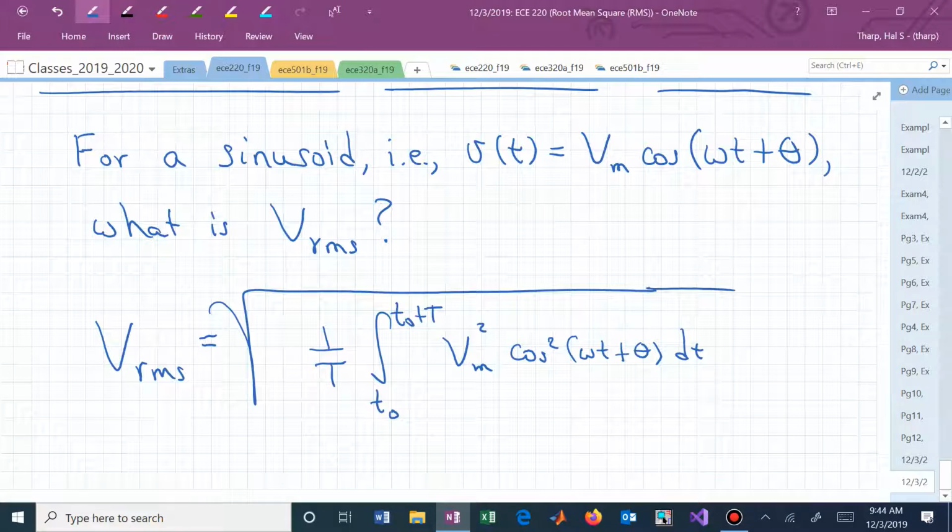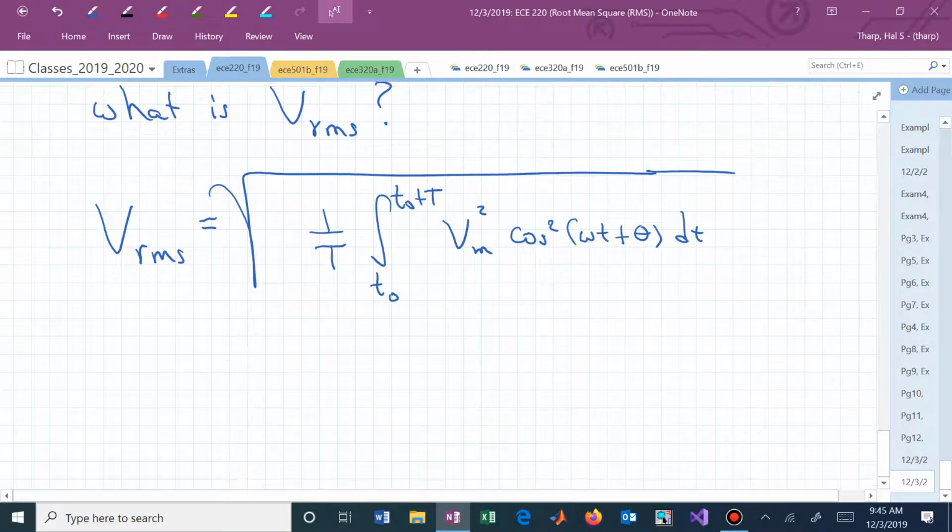If we can find this number or expression, we'll have a way: you give me a sinusoid, and I'll be able to tell you what the RMS value of that sinusoid is. Does it depend on omega? Does it depend on theta? Does it depend on V sub m? Does it depend on the period? That's what we'll try to determine.